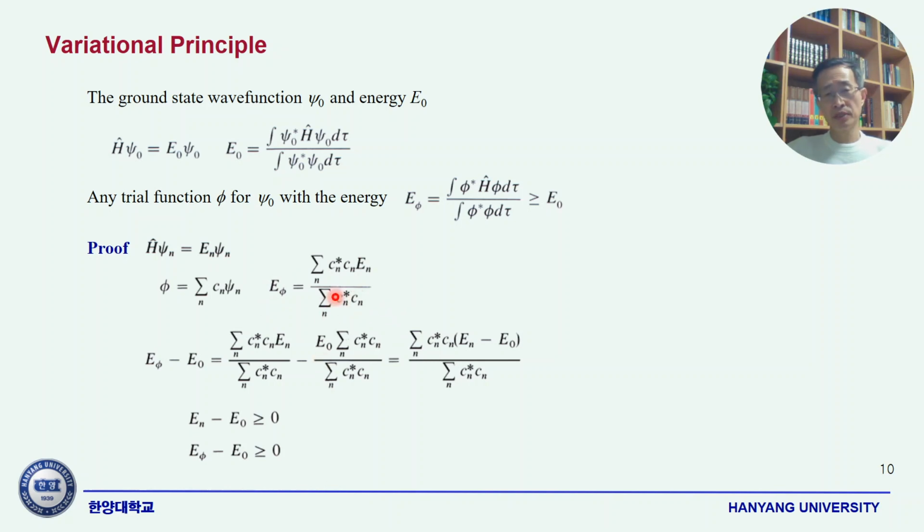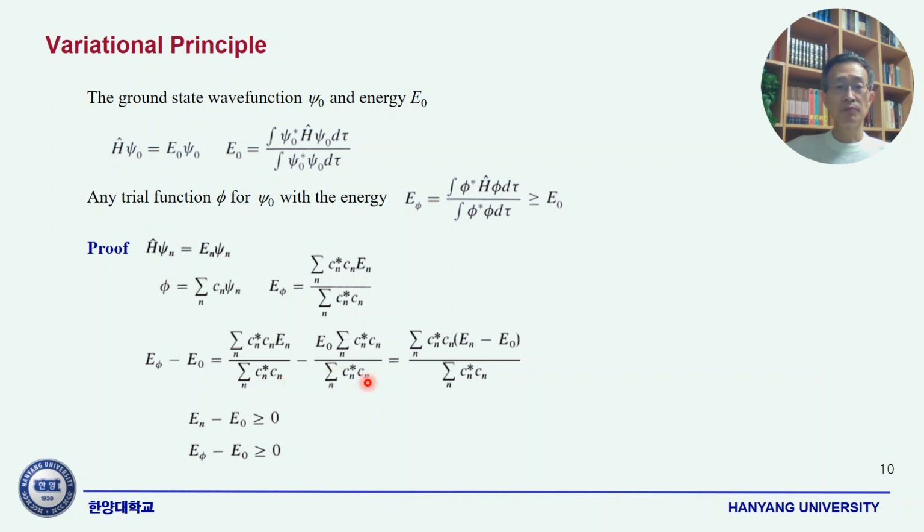So E phi is given. You may just work it out with pen and paper. You can work this out, and then E phi minus E naught is given here. So basically, this is E phi, this is E naught. But E naught itself is E naught times this and divided by this, which is just also the normalization condition. So that is also a normalization condition.